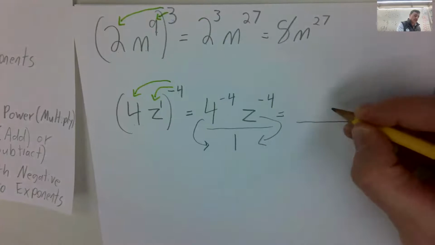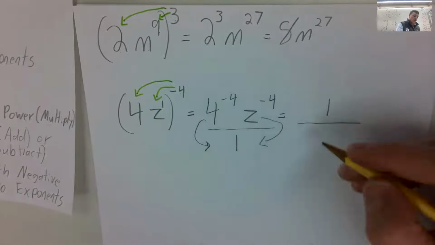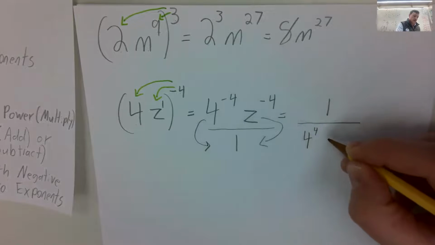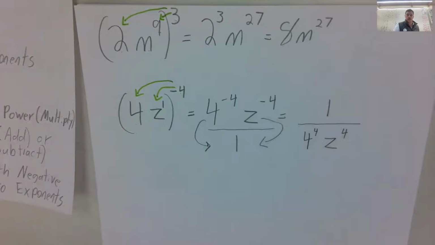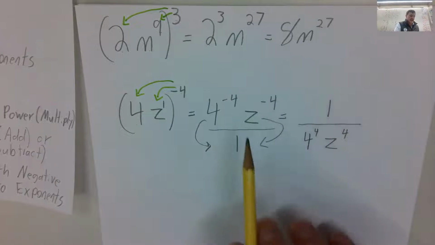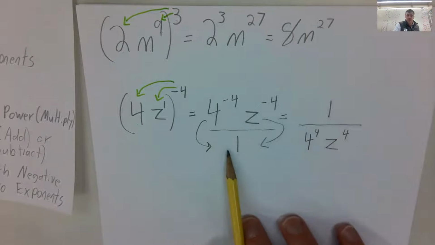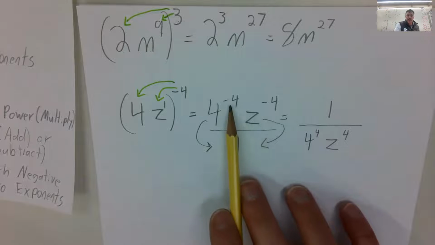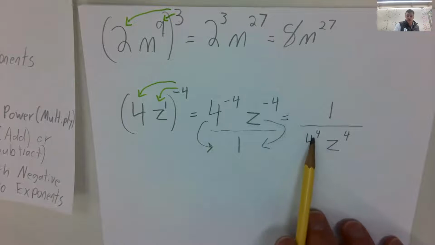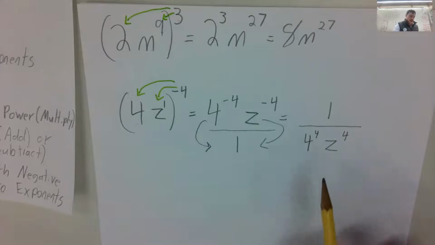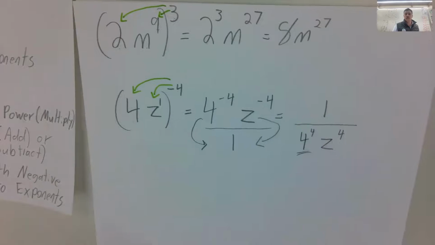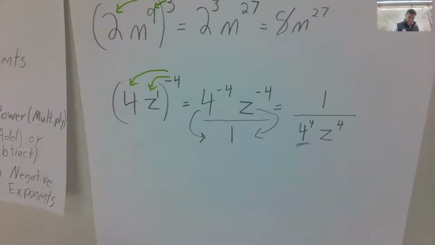So my new fraction is going to be 1 over 4 to the 4th power times z also to the 4th power. Remember, when I have this negative exponent, it gets dropped down to the denominator, and that negative exponent turns into positive. Okay. And I could do 4 raised to the fourth power, which I don't have my calculator in front of me, so I'm not going to do that, but we could simplify that further if I had a calculator handy.